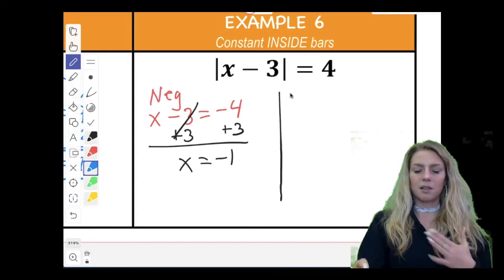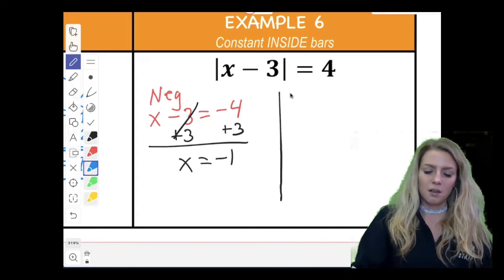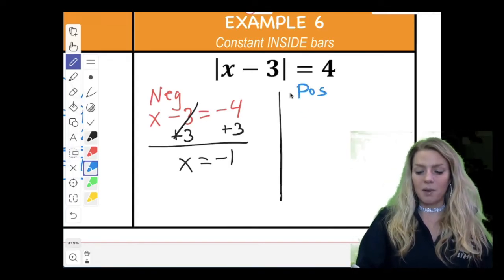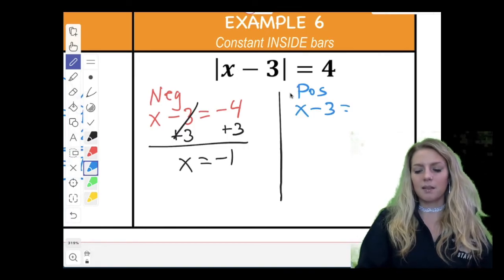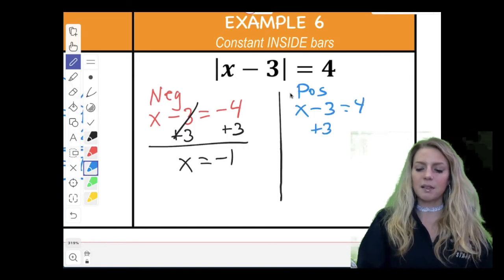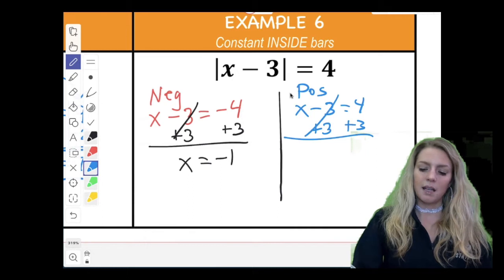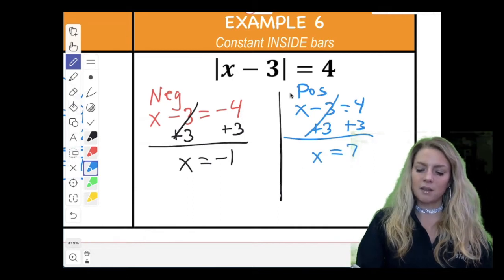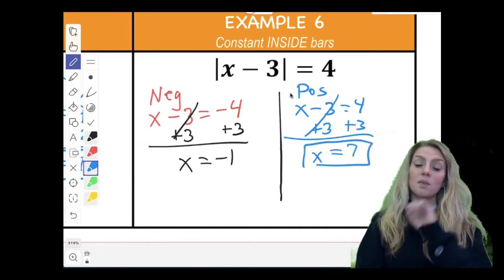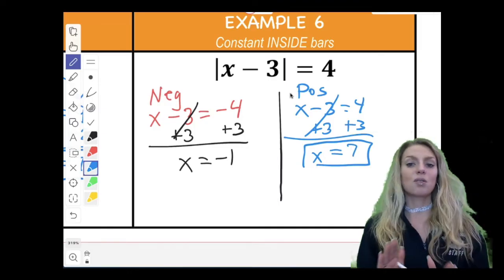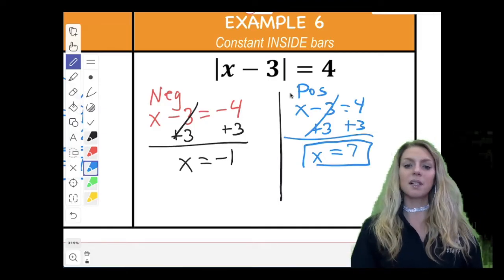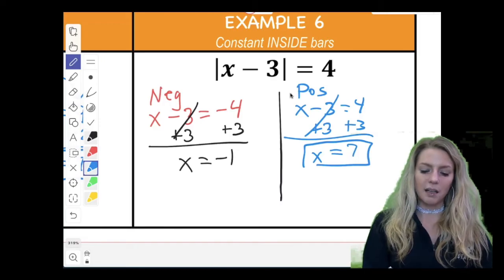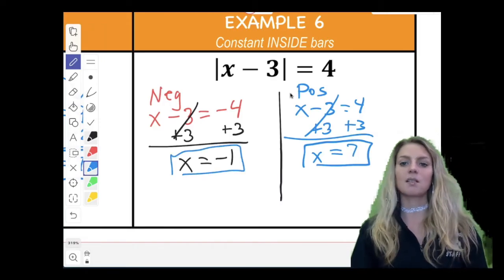And now I'm going to do this positive total. I'm going to drop my bars and put the positive total. And I'm going to add 3 to both sides. And I get x is equal to 7. So again, when the constant was inside the bars, the answers were not opposites. They're a little bit different. So I can't always just do a plus or minus answer.